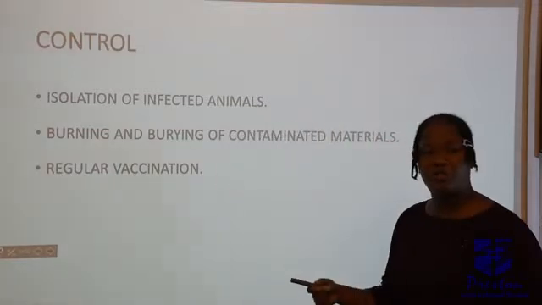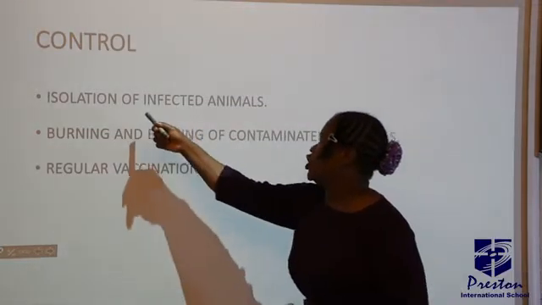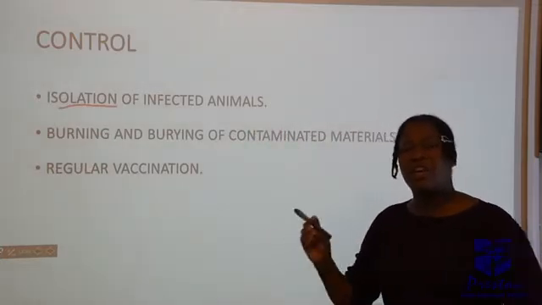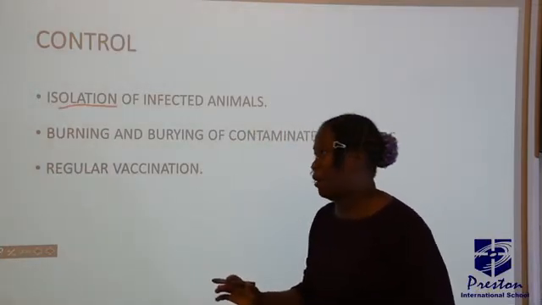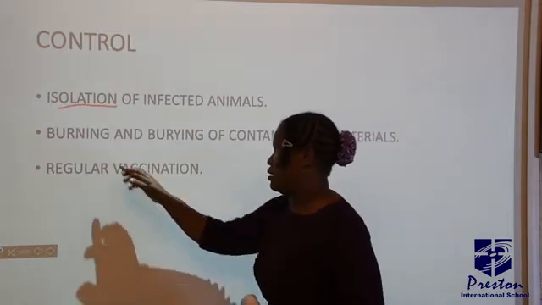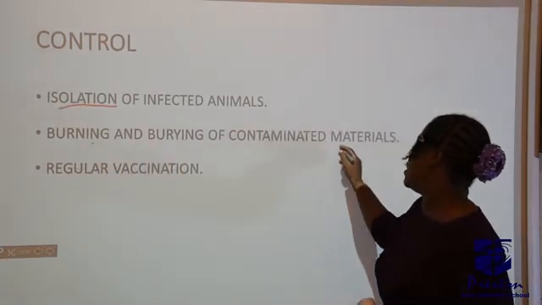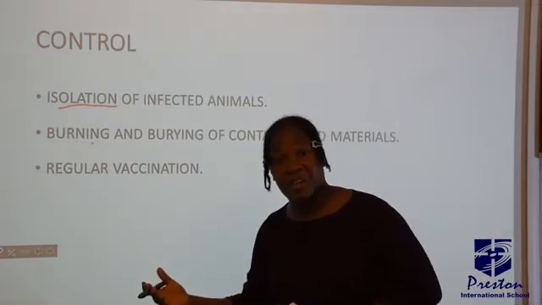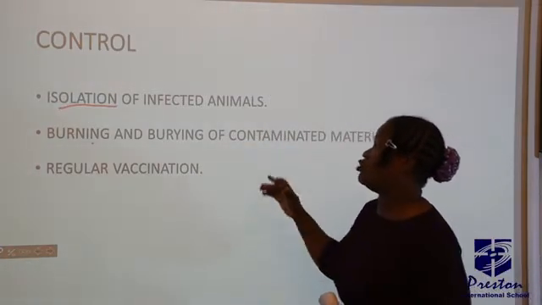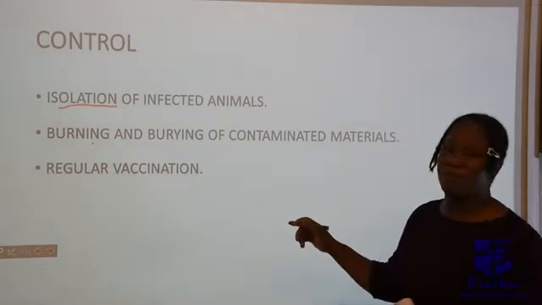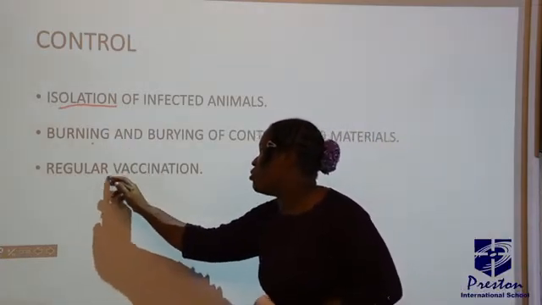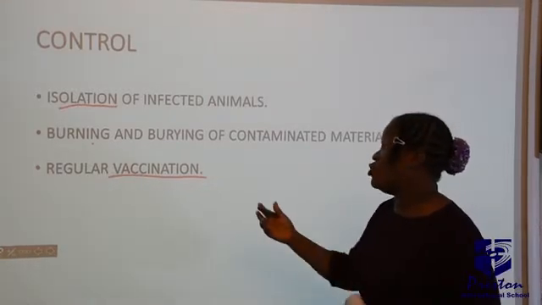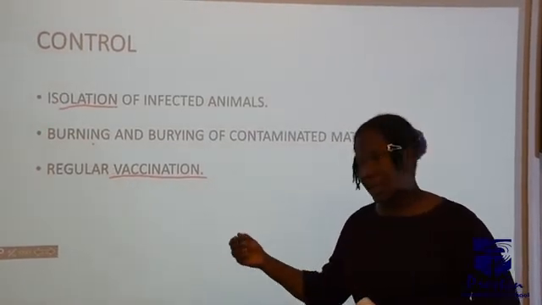Now, how do we control this? Isolation of infected animals. The moment you notice this, you isolate the animal that is already infected. Burning and burying of contaminated materials, for example, drinkers and feeders. The moment you notice this, you burn them and then you bury some of them. Now, the last control is regular vaccination. Before the advent of this disease, you have to vaccinate the animals.